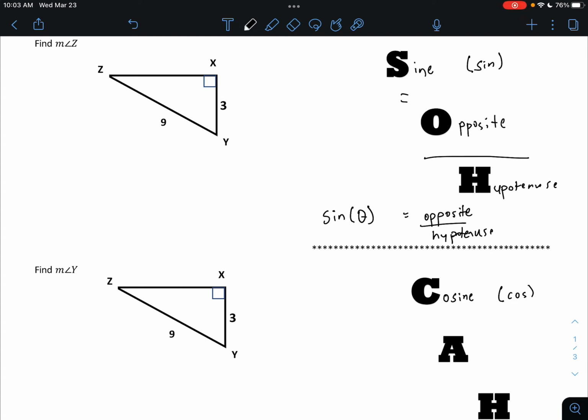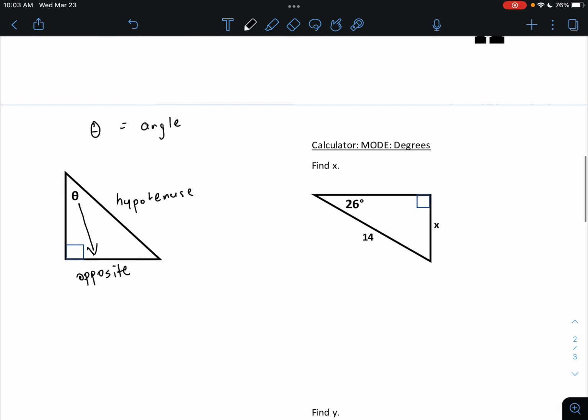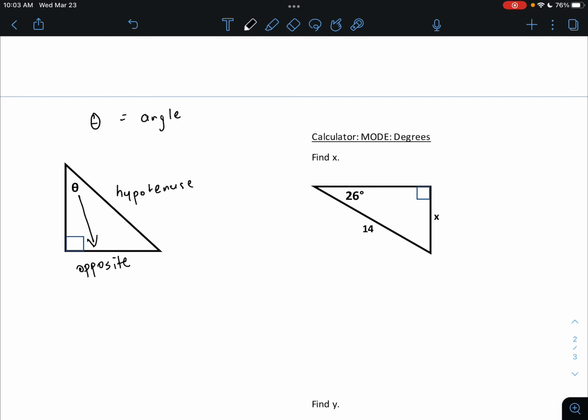Let me show you an example of how we're going to use this function. This is the first thing you see when you open the flap under sine. It's on the right side.